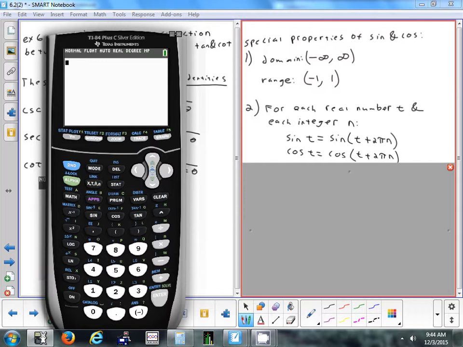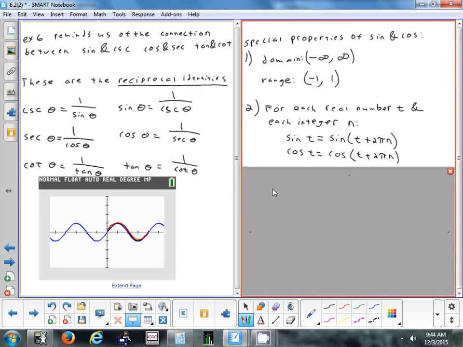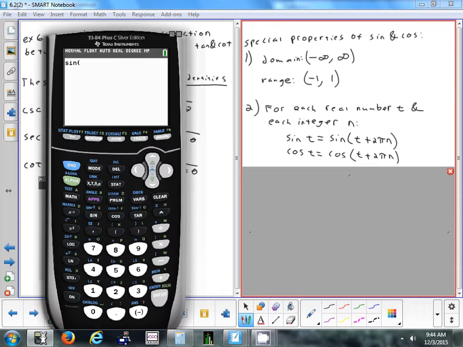Since trig functions repeat themselves every 2 pi, or every 360 degrees, watch what I can do. I can take the sine of 10. That's my answer. What do you get if you add 360 to 10? I'm going to take the sine of 370. Same thing. I can add 360 again. What do you think I'm going to get? Same answer. I could add 360 again and again and again. I could add it n times, as many times as I want.